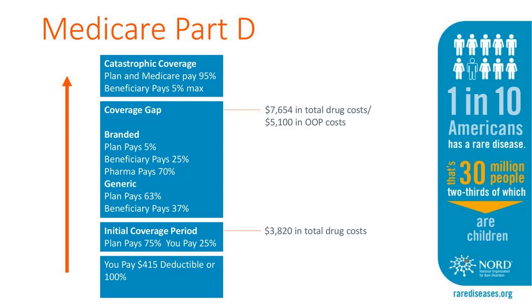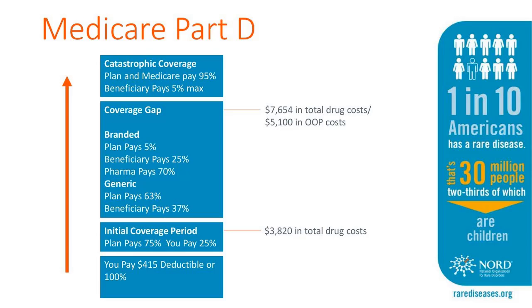So let's move from the bottom to the top of this graph. At the very beginning of the year, once you have your Medicare coverage, you have to pay a $415 deductible, meaning that you pay the first $415 worth of prescription drugs in the year.